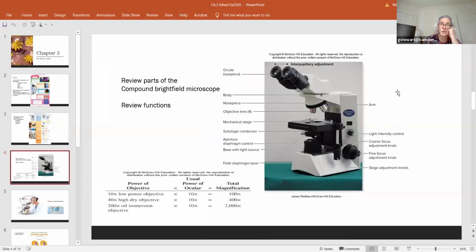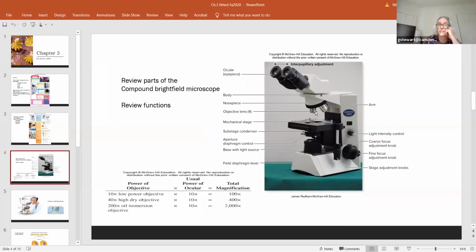Picture of the compound bright field microscope. Since this is the most commonly used microscope in the laboratory, this is, if you're in vet tech, for example, or maybe if you're working in a field situation, you may actually use a microscope that looks kind of like this. I would expect you to know the basic parts of the microscope. You should be able to identify the ocular, the objective lenses here that change.